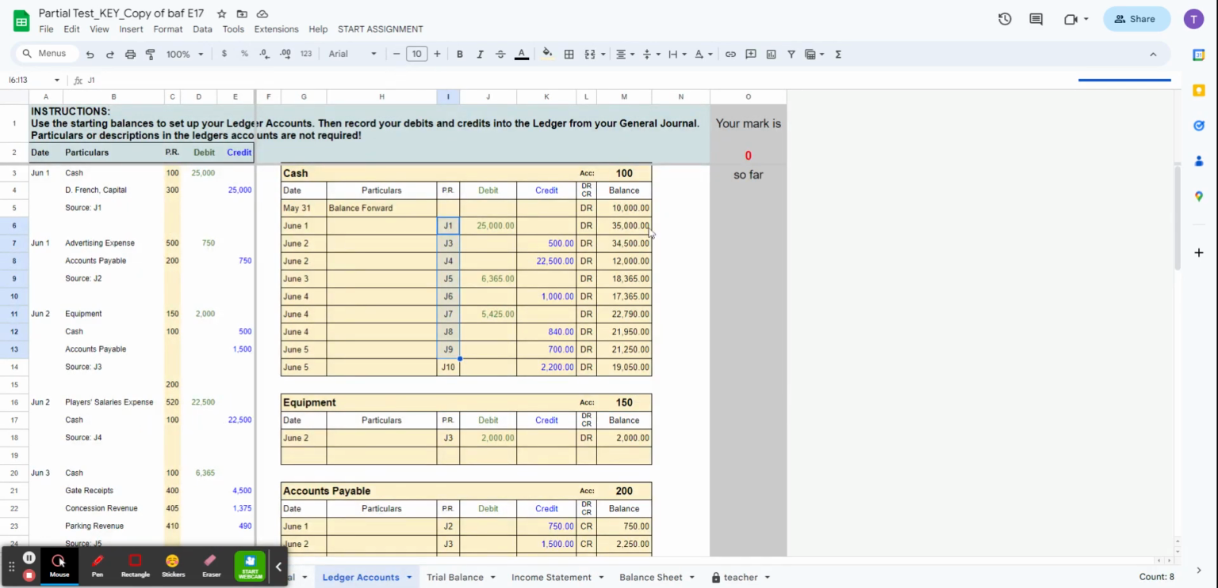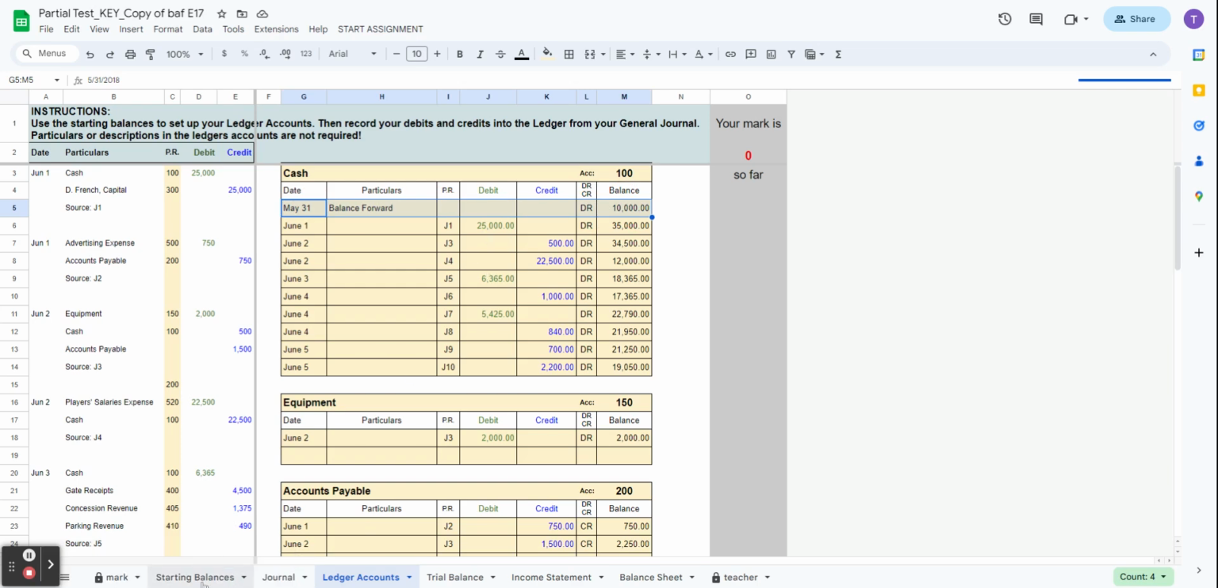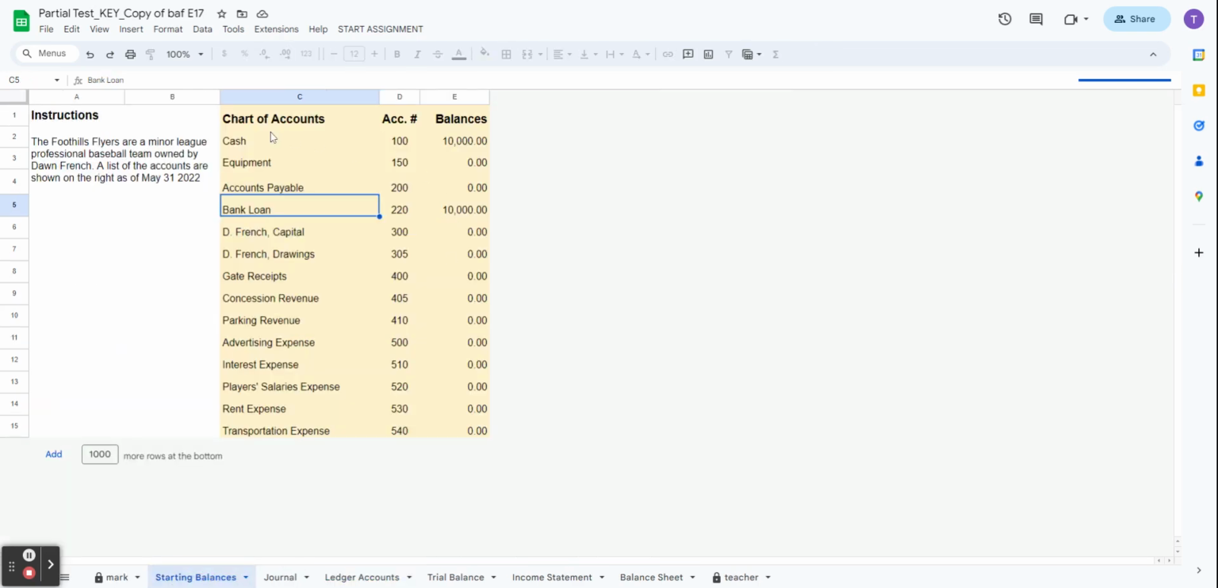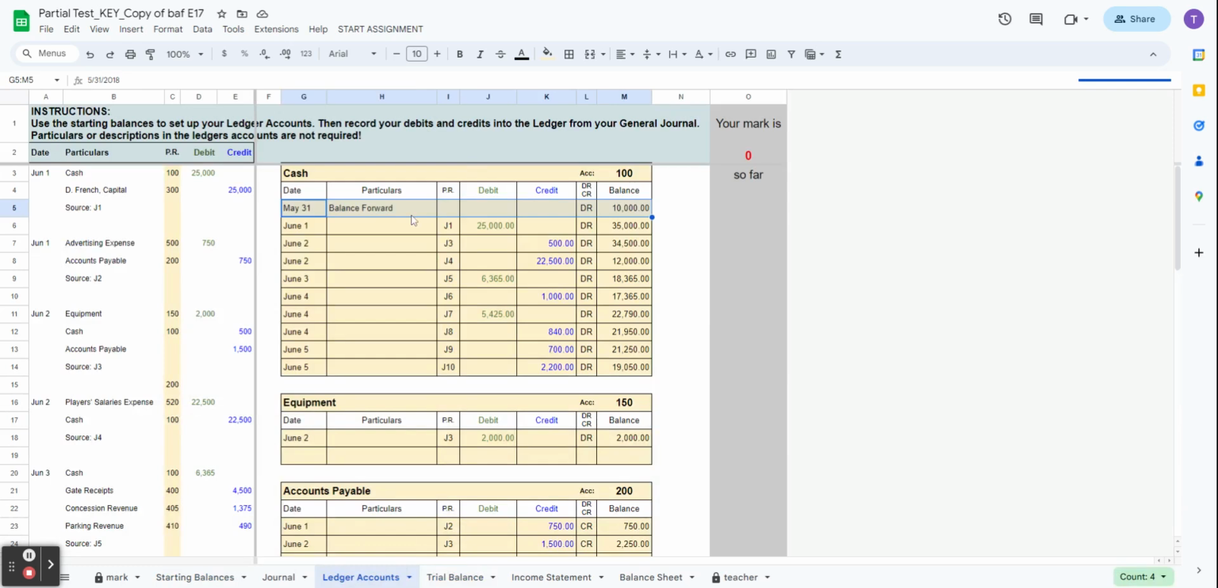Speaking of, we're now moving on to ledger account. A very common mistake that I've seen people make is that they forget to do this balance forward row for their accounts that do have a starting balance from, say, last month. You can check that from the starting balances tab right here. For this specific case, we only have cash and bank loan. So we do have to put them in as a balance forward before we start writing down our transactions from the journals.